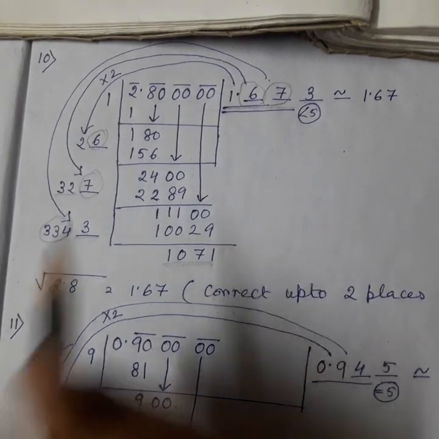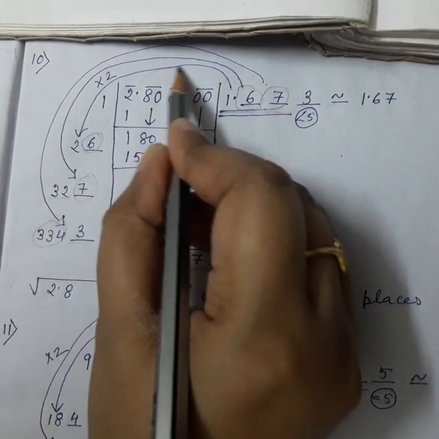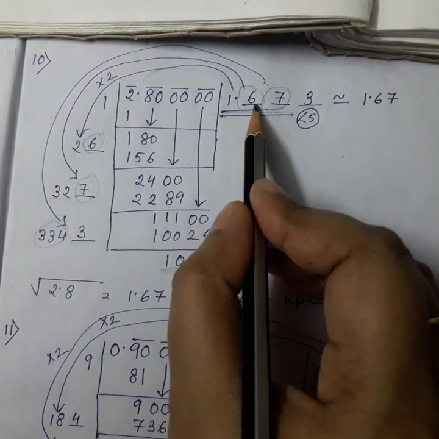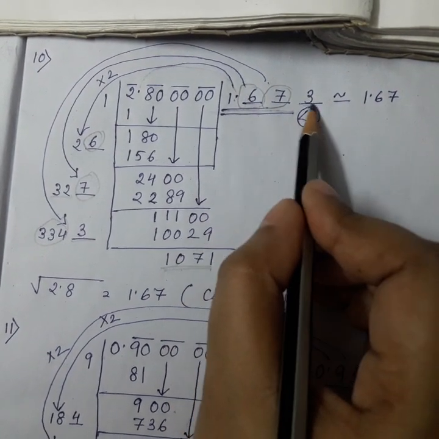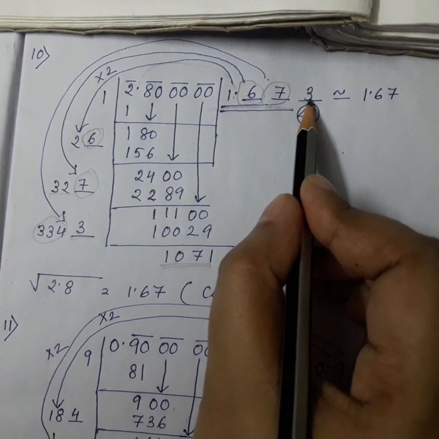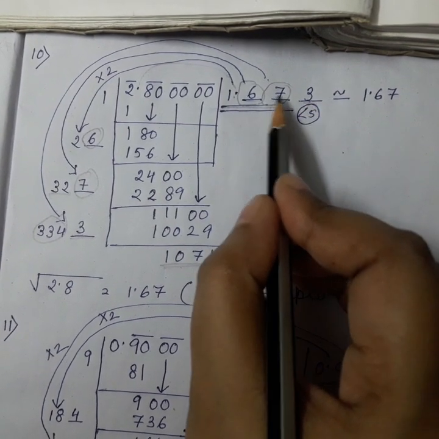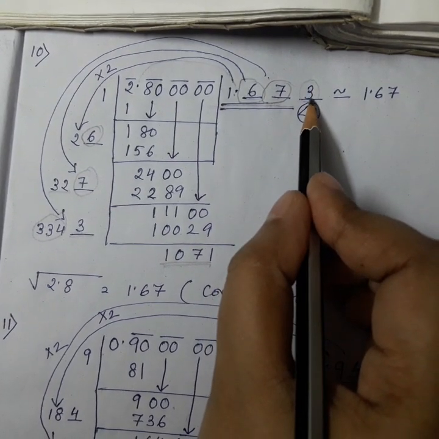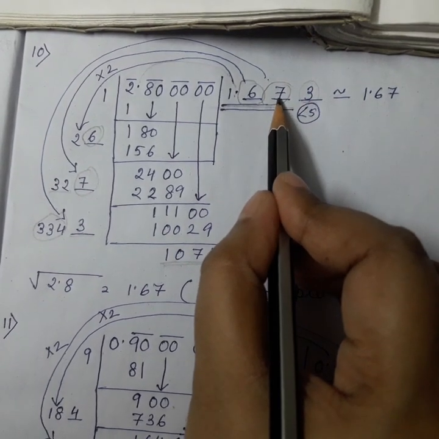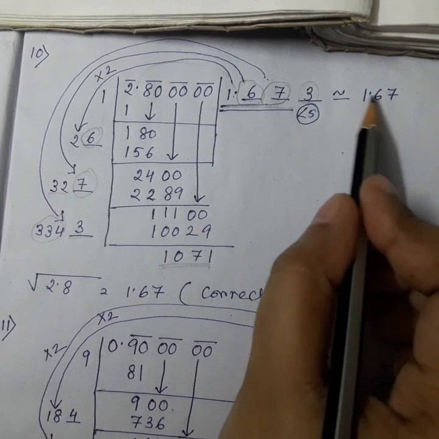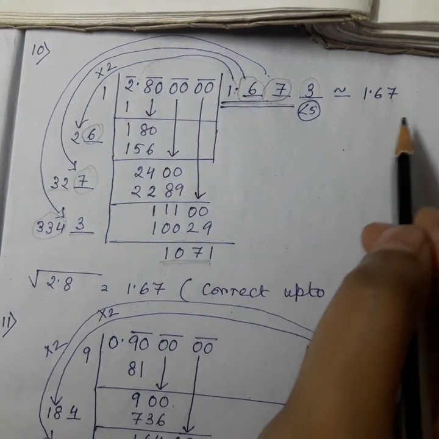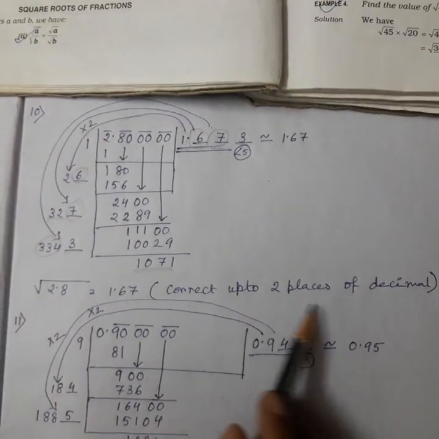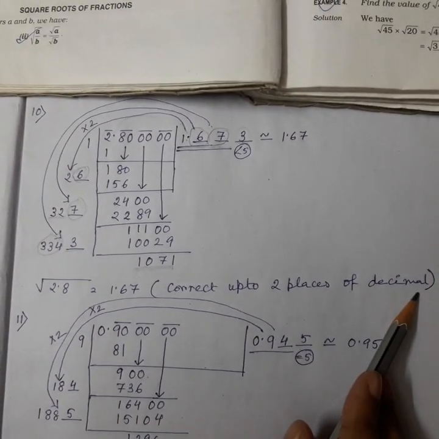Whenever after doing the first step, you have to put the point here. Now see that up to 2 places of decimal, that's why after the point we keep 3 digits. Now this 3 is less than 5, that means 7 will be the same. If that number is greater than or equal to 5, you have to add 1 to this number. So this is approximately equal to 1.67. So the square root of 2.8 equals 1.67, and this is correct up to 2 places of decimals.